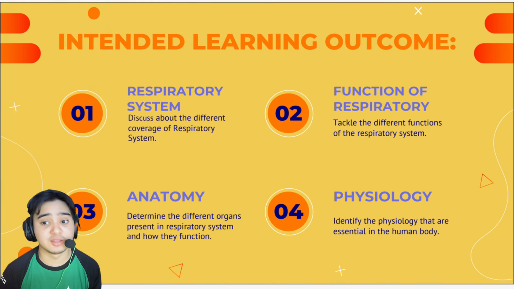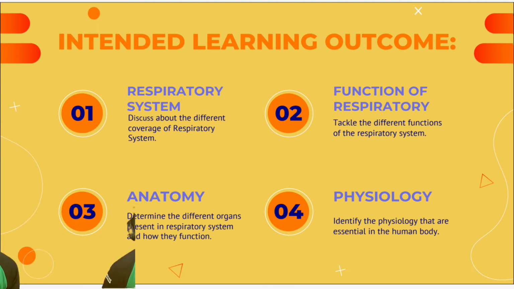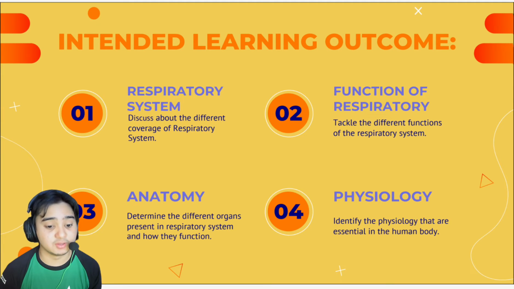The intended learning outcomes: first, to discuss the different coverage of the respiratory system. Second, to tackle the different functions of the respiratory system. Third, to determine the different organs present in the respiratory system and how they function. And the fourth is to identify the physiology that is essential in the human body.